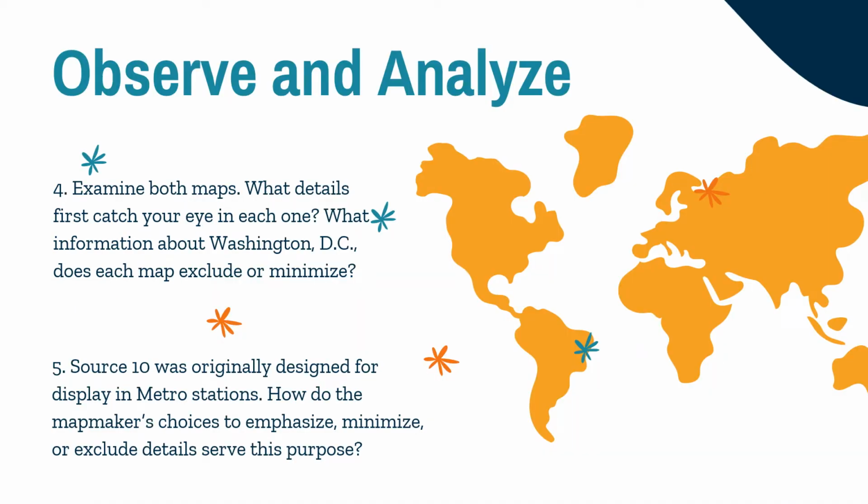Now we're going to begin to observe and analyze. We're going to examine both maps. What details first catch your eye in each one? What information about Washington, D.C. does each map either include or exclude or minimize?